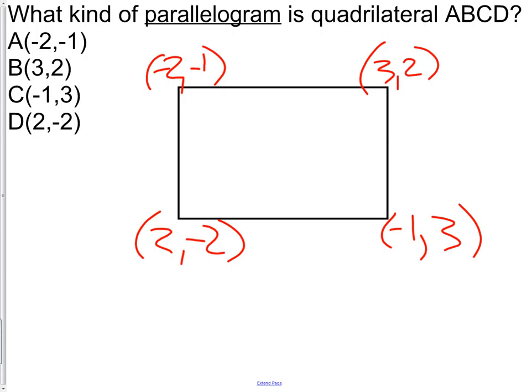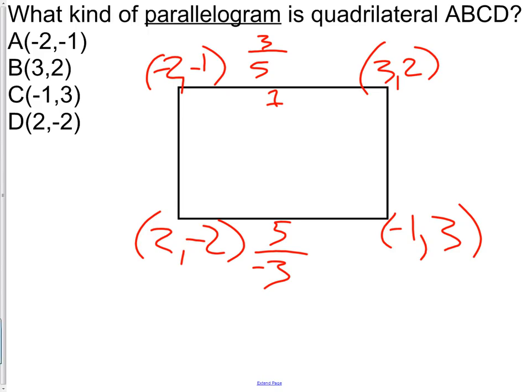So what we want to do is calculate the slope. I'm going to do the top side. I'll call it side number 1. Remember, to do slope, we subtract the y's. So 2 minus negative 1, which would be 3, over 3 minus 2, which would be 5. So the top side has a slope of 3/5. Let's go to the bottom side. We subtract our y's. 3 minus 2 would be 5, over negative 1 minus 2, which would be negative 3.